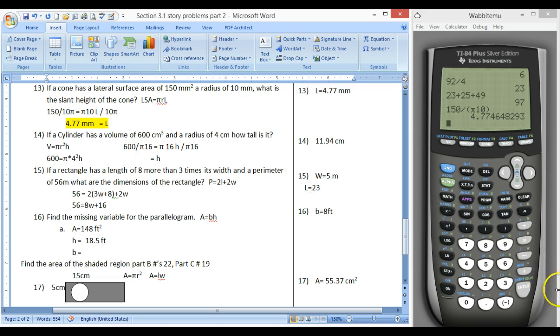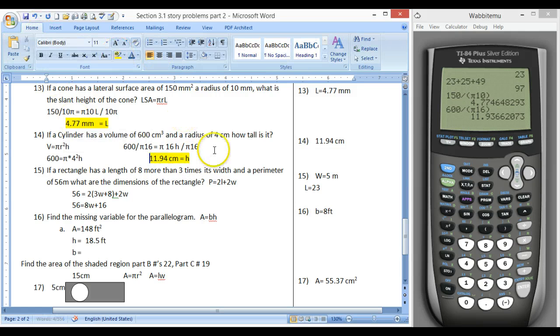And on the left hand side, I'm going to come over here and use my calculator and do 600 divided by pi and 16. So I'm going to use my parentheses. Pi is second caret, 16, close my parentheses, and there we go. Rounding to 2 decimal places is 11.93 or 94, and this was being measured in centimeters. It told us the volume was centimeters cubed, so the height is also in centimeters, and there's our answer.